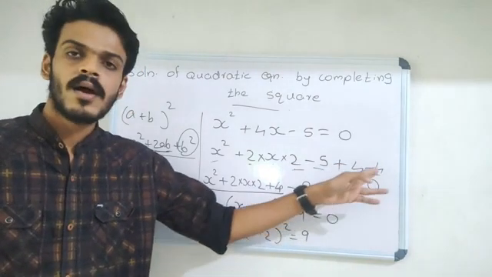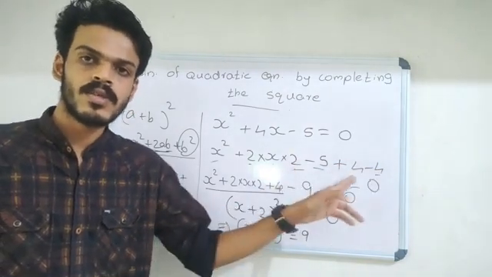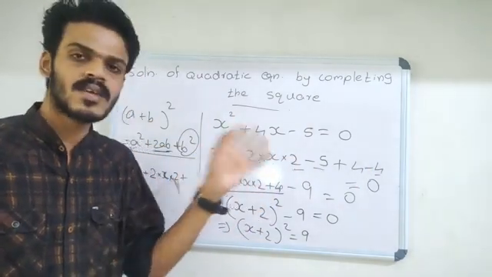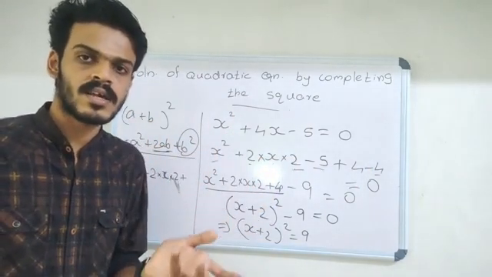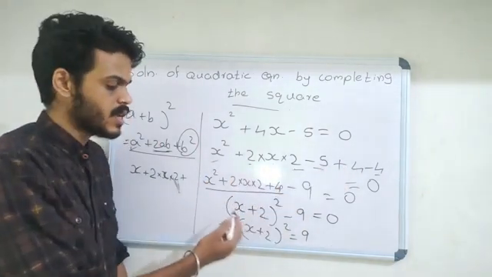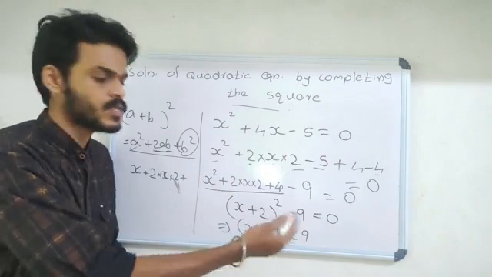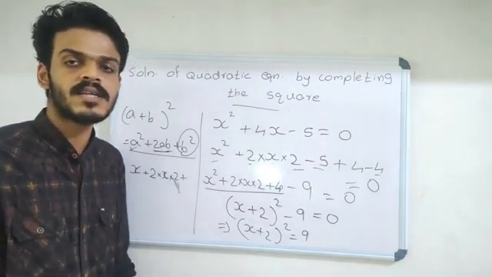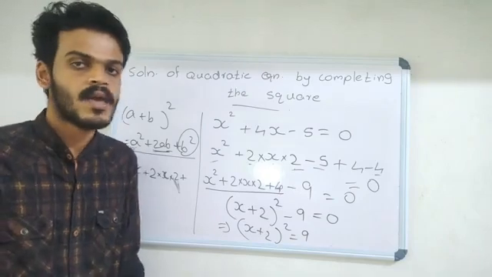Okay, then minus 4 also we have to do in the equation, then only the equation will be balanced. Otherwise the equation will change, the equation will be incorrect, that's why. Okay, now we have taken this together, that can be rewritten as x plus 2 whole square minus 9 is equal to 0. Okay, so this method is called completing the square.